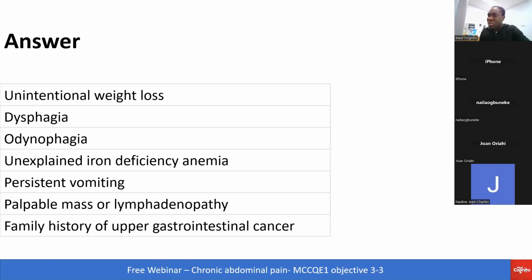As soon as you get a patient presented, whether in MCQ, CDM, whatever, with early satiety with unintentional weight loss, you've moved from regular dyspepsia to a possible malignancy. Early satiety with dysphagia, with odynophagia, with unexplained iron deficiency anemia, with persistent vomiting, with mass or lymphadenopathy, or in a patient with a positive family history of upper GI cancer. As soon as you see those ones, you've moved away from regular dyspepsia to possible malignancy.